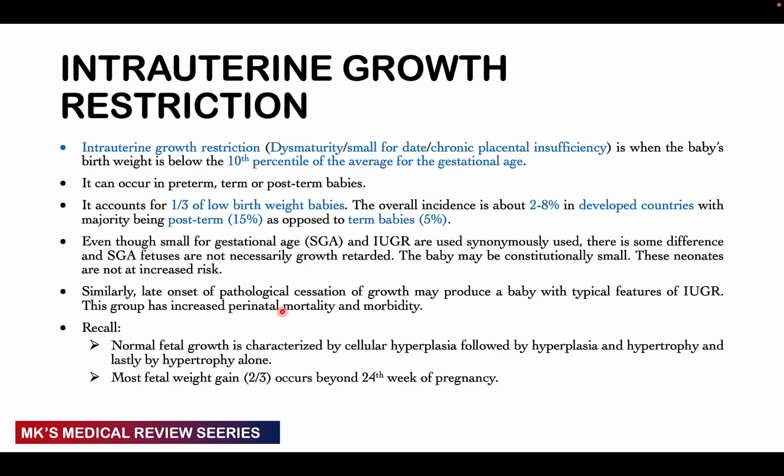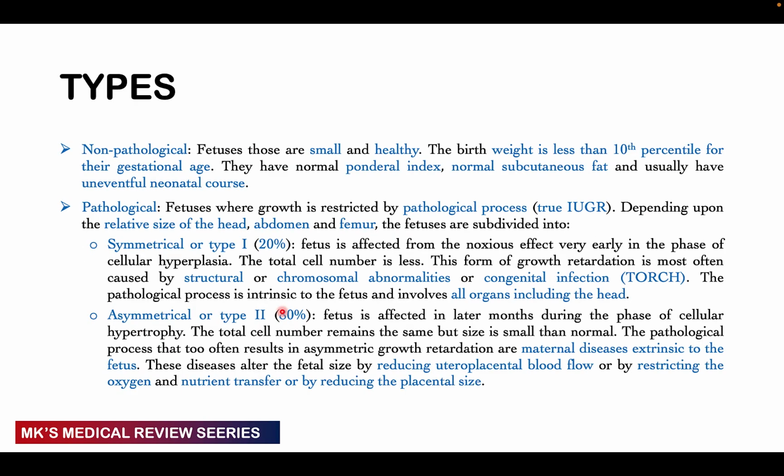So when you talk about the types of intrauterine growth restriction, they may be divided into non-pathological and pathological. In the non-pathological type, of course, the fetuses will be small, they will be healthy, and their birth weight will be less than the 10th percentile for their gestational age. They may have a normal ponderal index. I will show you how you calculate this based on the ultrasound and the birth weight of the child, the certain measurements that we do on the ultrasound. Then they have normal subcutaneous fat, and usually they have an uneventful neonatal course.